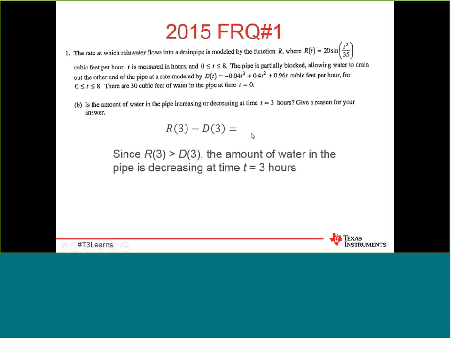So since this value here is going to be negative, that must mean that R of 3 is, oh, hold on a second, Tom. I think I typed this in wrong.